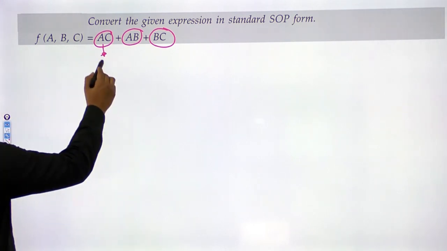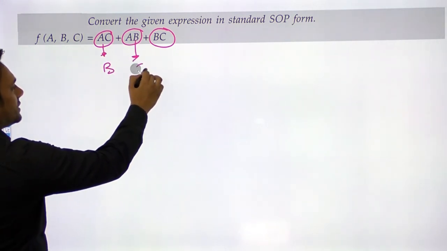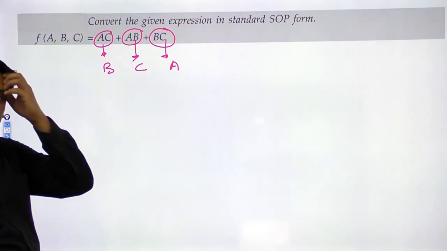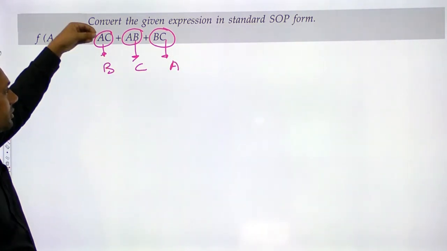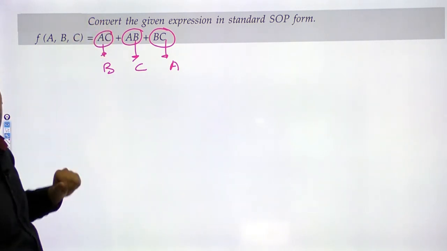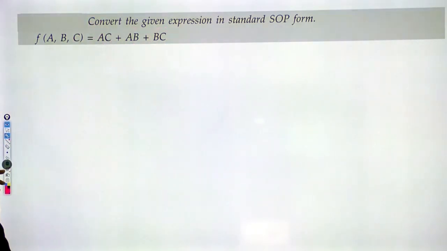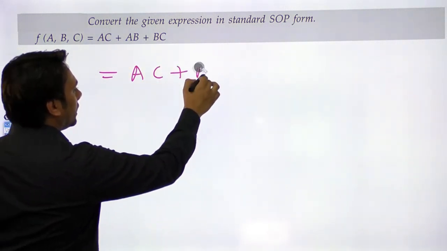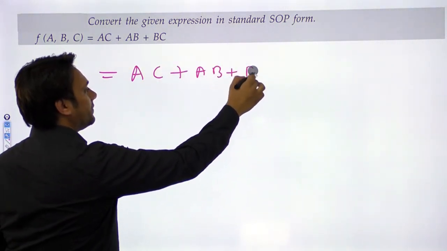Kya missing hai yahan se? B missing hai. In this product term C is missing, and in this product term A is missing. So these are the variables which are missing. So we have to include these variables in these product terms to make it canonical. So how can I convert it to canonical? The current expression that we have is AC plus AB plus BC, right?